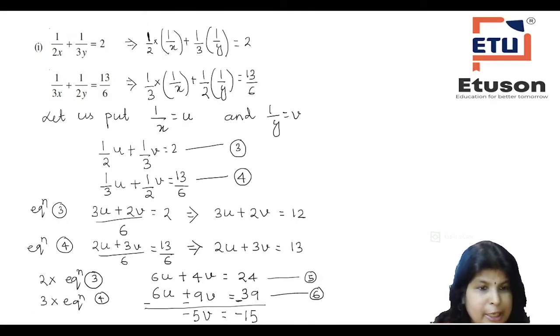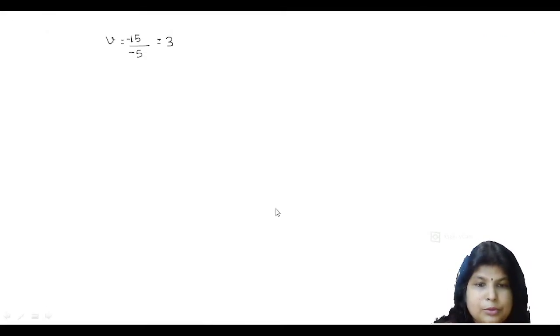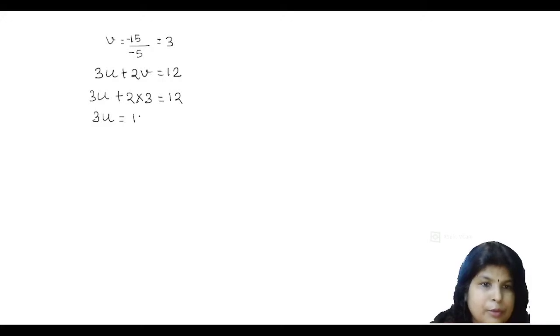Then what will be your value of u? You can put in any of the equations, like I will consider 3u plus 2v is equal to 12. Now this value of v, I will put in this equation. So now that becomes 3u plus 2 into 3 is equal to 12. Then 3u is equal to 12 minus 6, that is equal to 6. So u is equal to 6 divided by 3, that is 2.